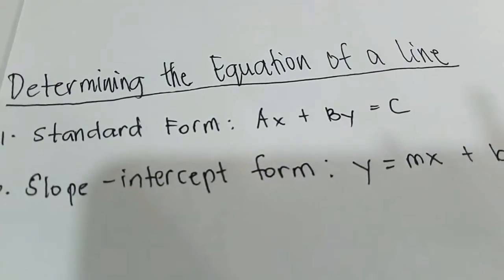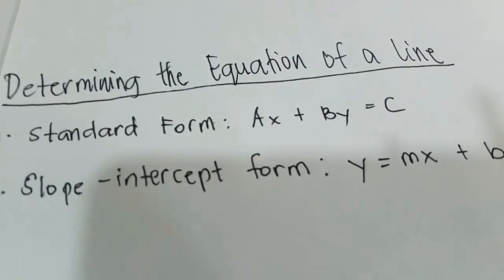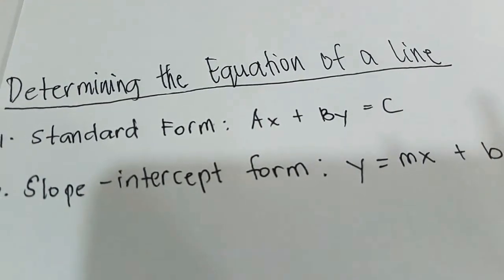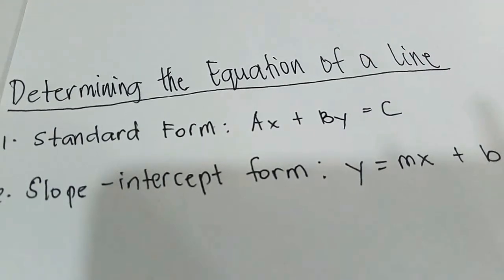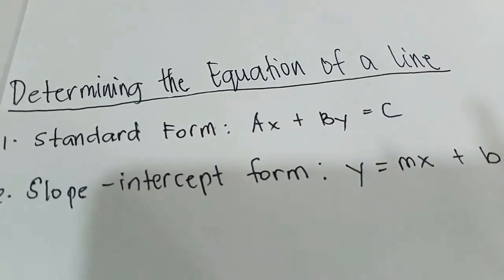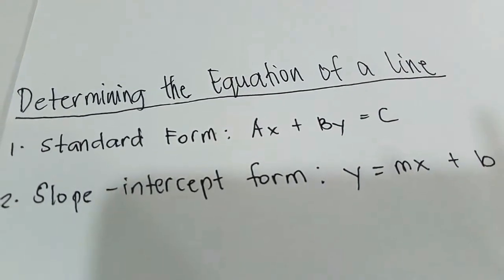We can find the equation of a line if we are given 2 points, a slope and a point, a slope and the y-intercept, or the x and y-intercept of the line.